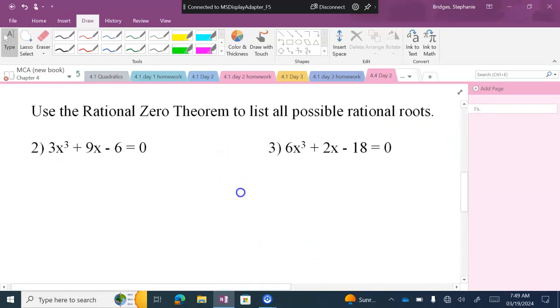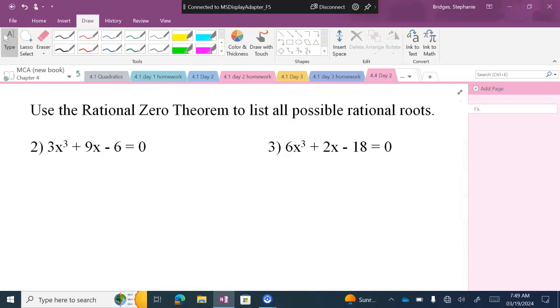So we're going to do the same thing. That's just the directions. It's going to tell you to use the rational zero theorem, the rational root theorem, called several different things, but it's just listing all of the possible rational solutions. We're not actually solving. We are just listing all of the possible solutions. I'll do number 2 again with you to just kind of get you used to what we're doing. Then I'll let you try 3.